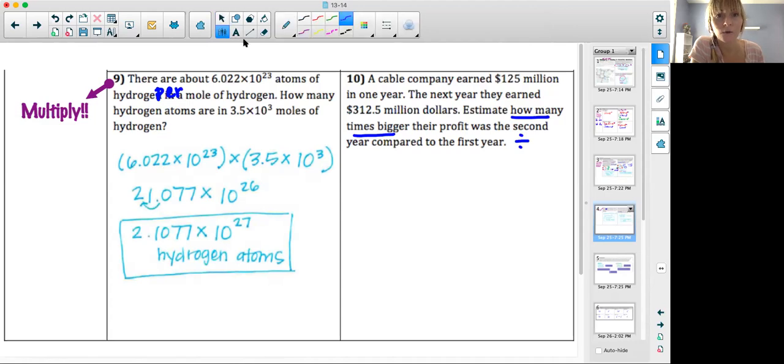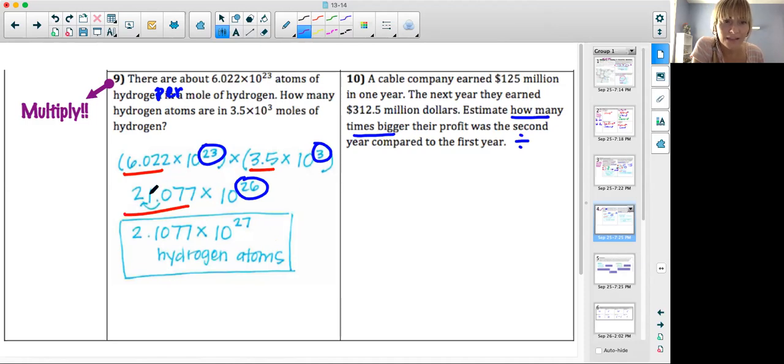So listen to this vocabulary again. What did I do? I multiplied coefficients. 6.022 times 3.5 gave me that number. I multiplied coefficients and I added exponents. Multiplication, scientific notation, I'm going to say it one more time: multiply the coefficients, add the exponents.